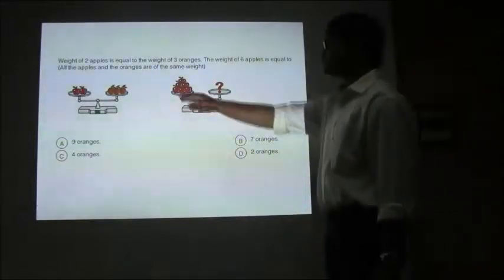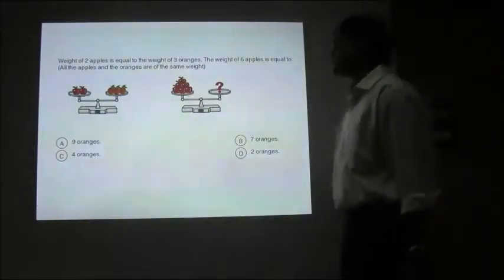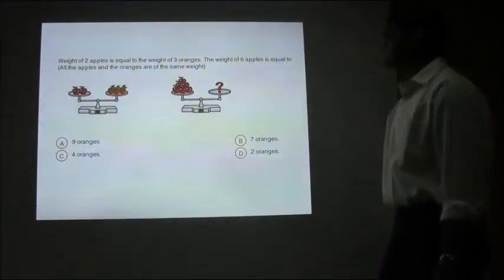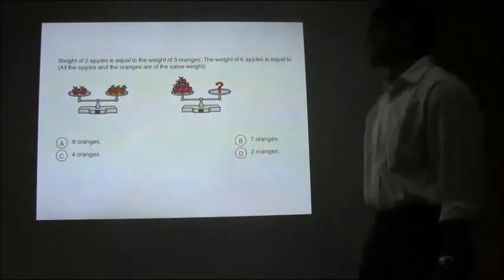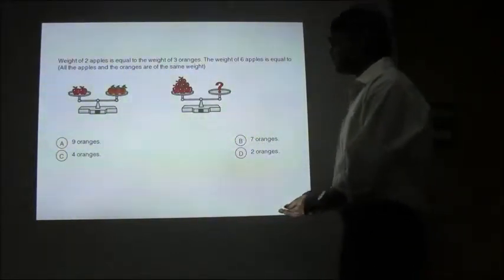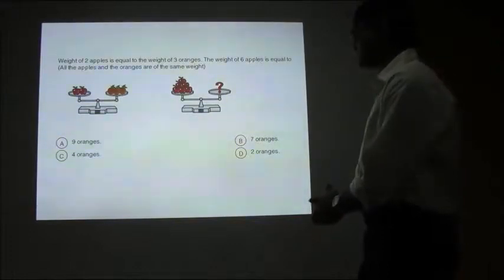Let's take another example. The weight of 2 apples is equal to the weight of 3 oranges. The weight of 6 apples is equal to. Now in this case, we have 4 options: 9, 7, 4 or 2. Let's see the data on this question.